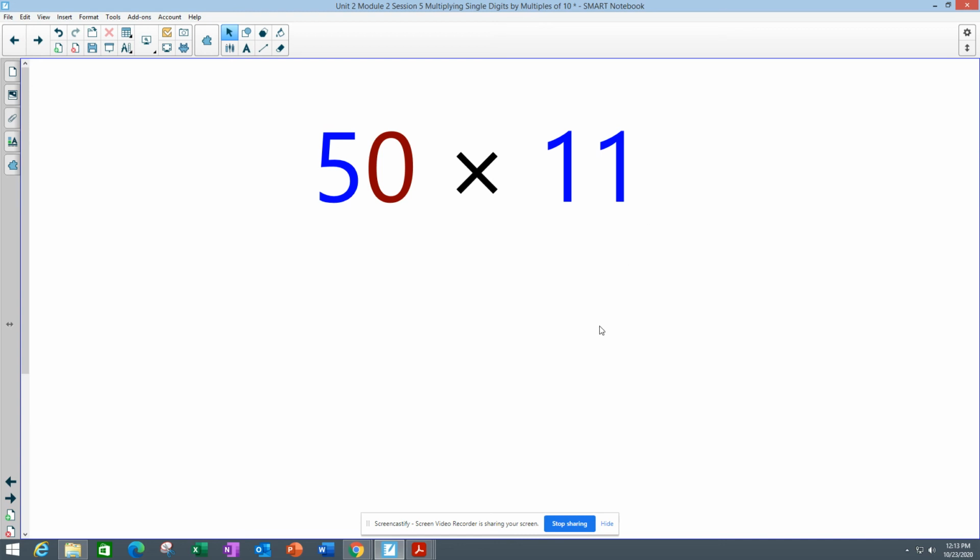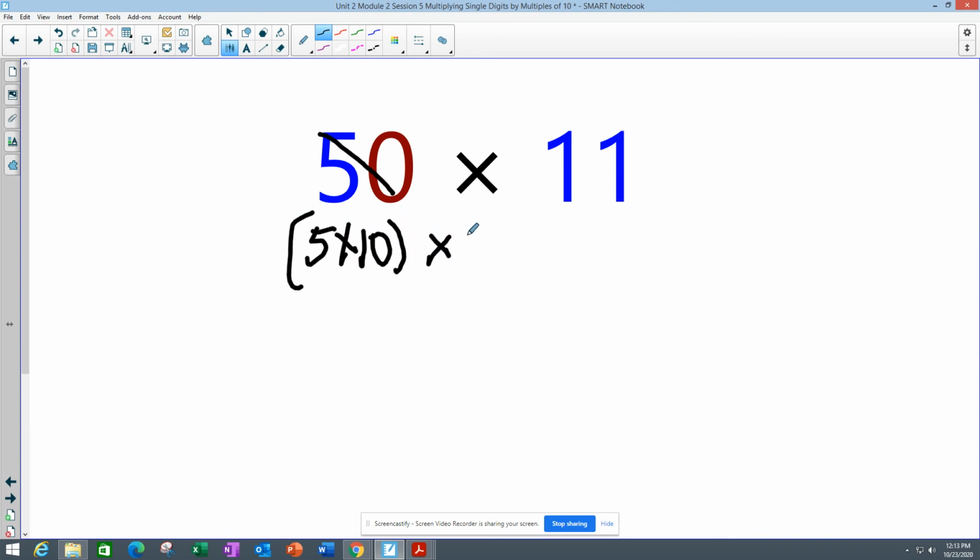All right, if you're back, I again would use that associative property and say, let's just break that apart into 5 times 10 times 11, right? Because as long as I'm breaking it apart with multiplication, it's going to remain the same.